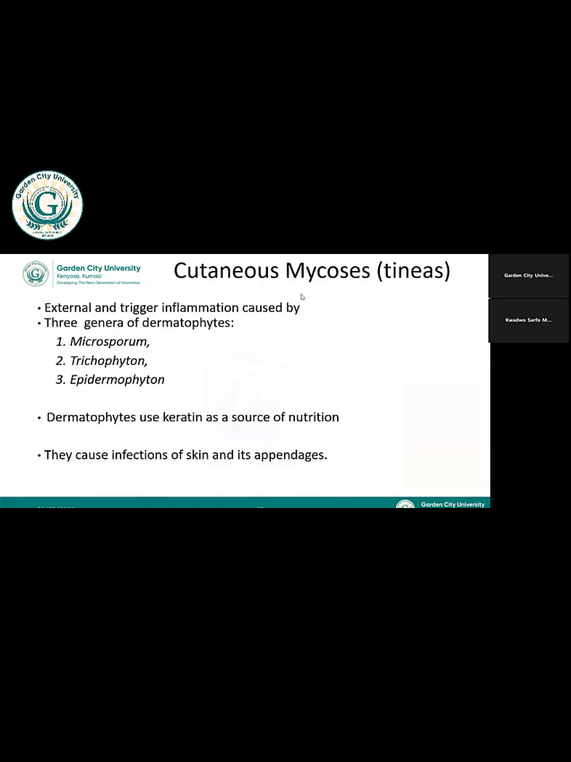So we talk of the cutaneous mycosis or tinea. So tinea is not the organism's name. It's a collection of cutaneous mycosis. And these trigger inflammation, unlike the superficial. So cutaneous, subcutaneous, and the systemic, they trigger inflammation.